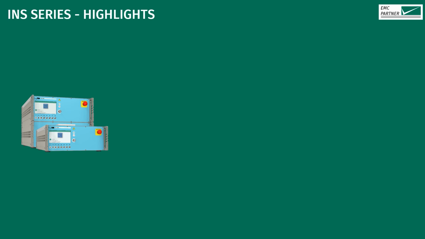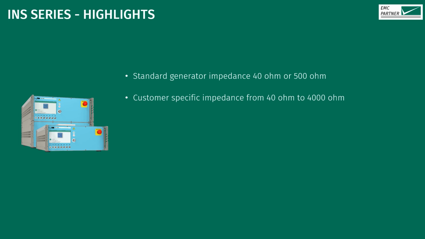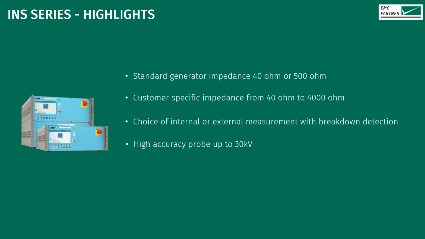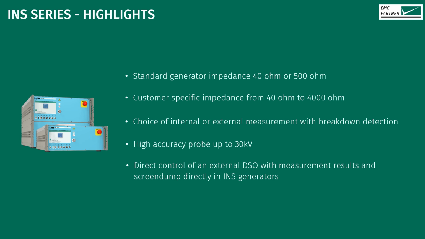Here are some highlights from the INS series generators. Standard generator impedance 40 ohm or 500 ohm. Customer specific impedance from 40 ohm to 4000 ohm. Choice of internal or external measurement with breakdown detection. High accuracy probe up to 30 kV. Direct control of an external DSO with measurement results and screen dump directly in INS generators.